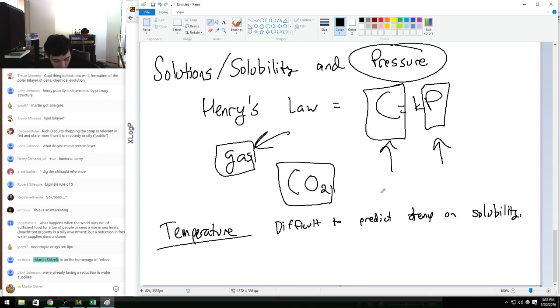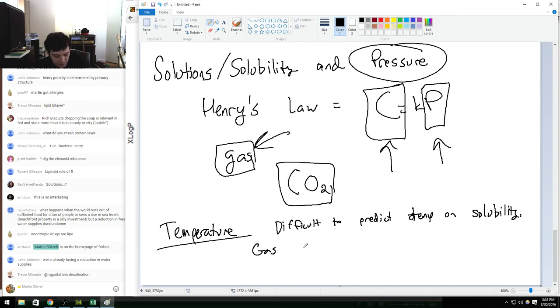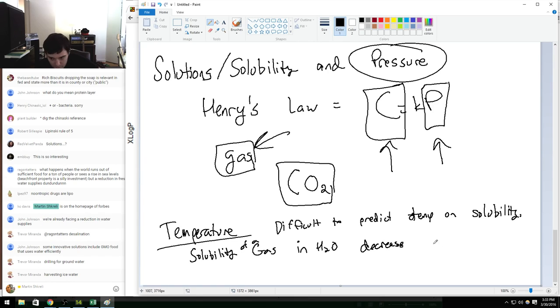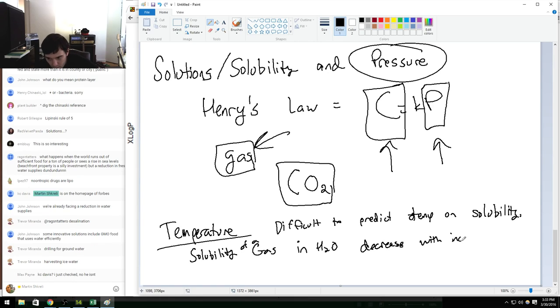Having said that, gases are pretty easy. The solubility of a gas in water, and this is important, this only applies to water, you'll see why in a second, decreases with increasing temperature. Page 520 describes this pretty well. It decreases with increasing temperature. The opposite tends to be true in non-water solvents. So go figure.